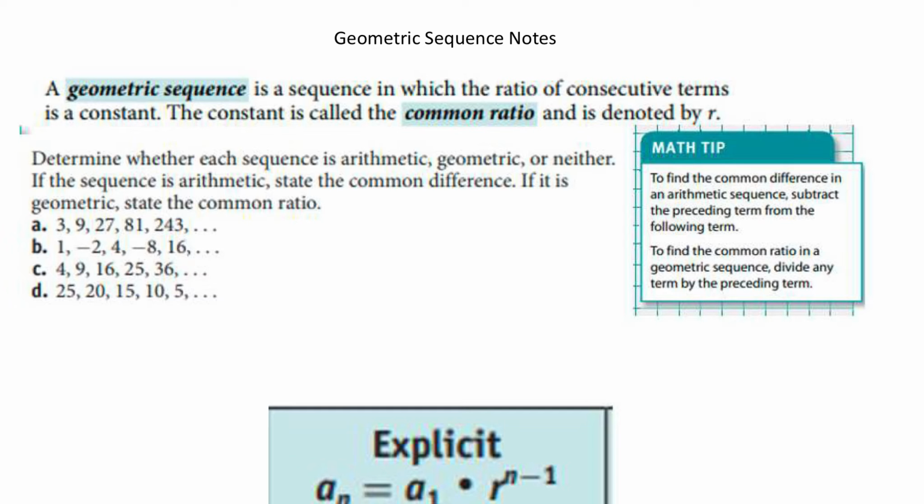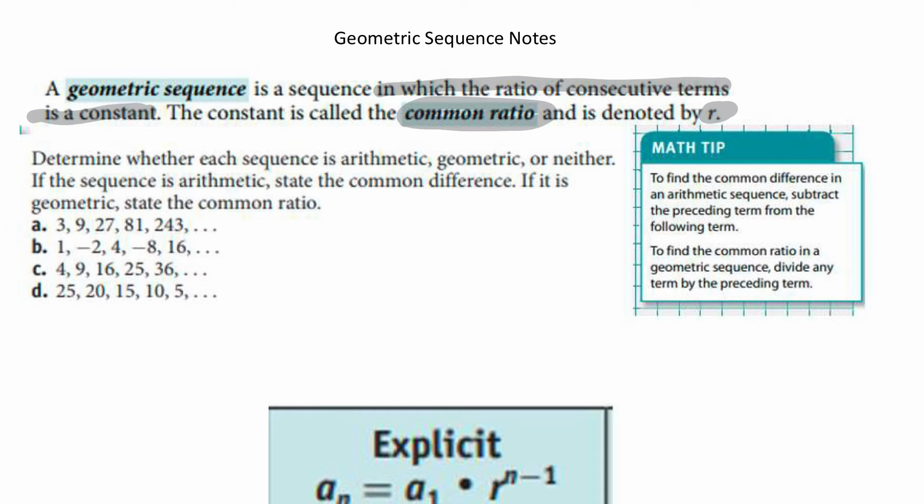Let's start by talking about the definitions of these things. A geometric sequence is a sequence in which the ratio of consecutive terms is consistent. All right, keyword is ratio. And that constant is called the common ratio, and it's denoted with the letter R. That is an italicized R. So with arithmetic, we were adding or subtracting to find the terms, and in geometric, what we're going to be finding is that it has a common ratio, a common multiplication or division. And technically, division is multiplication by a fraction.